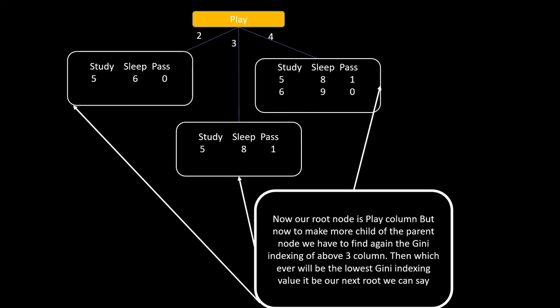After the root node we split the data according to the values that were present in the column, which will give 2 columns. Now the question is how to split those 2 columns. The answer is we have to perform Gini indexing again to split those columns, and whichever column has the lower Gini, make it the second root for the tree.